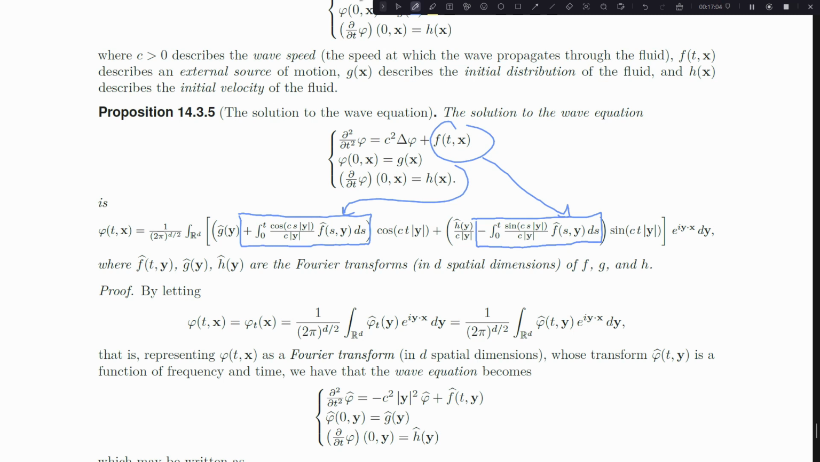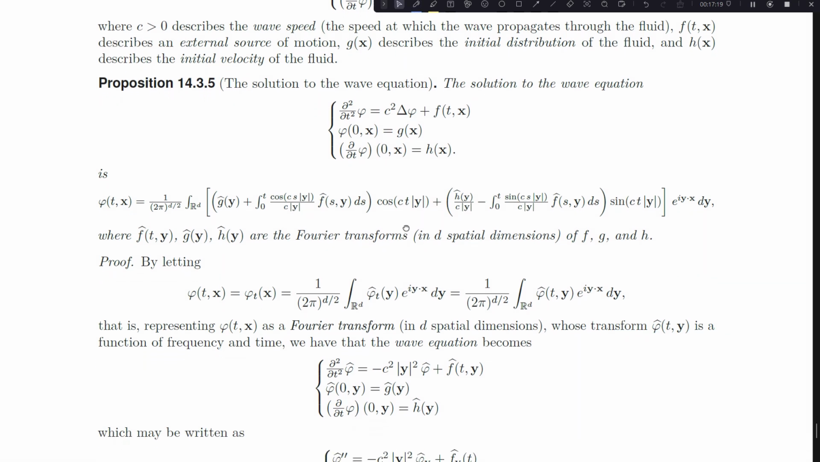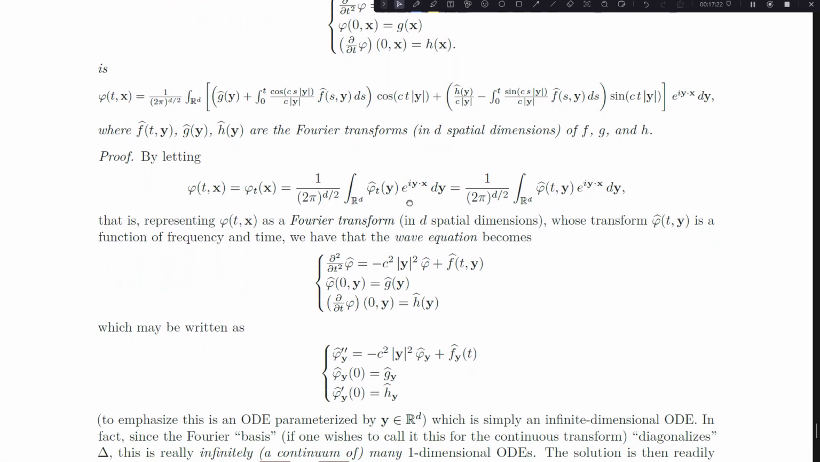So it's a really, really big solution, but the fact that it fits on one line and we can solve the wave equation, which truly models waves in our external world, is not too bad, right? It does fit on one line, and this is the true solution. And the way we prove this is in a very similar manner, right?